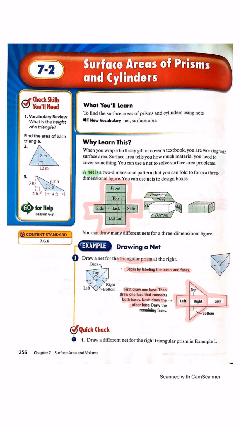Draw a different net for the right triangular prism in example 1. So this is just asking us to draw this same triangular prism, but make it so that they have connecting sides in different places. Go ahead, press pause, try an example yourself, and then come back and see if yours looks anything like mine.